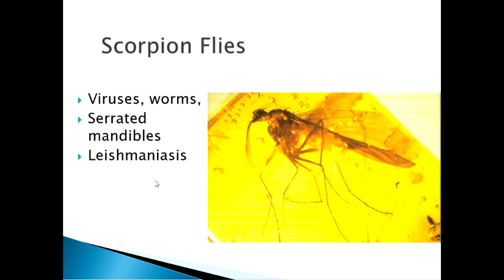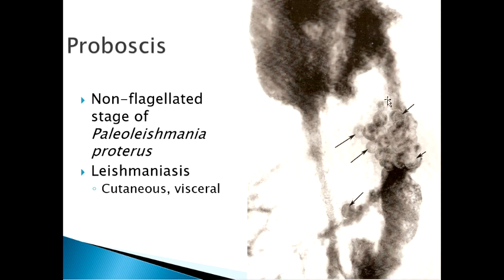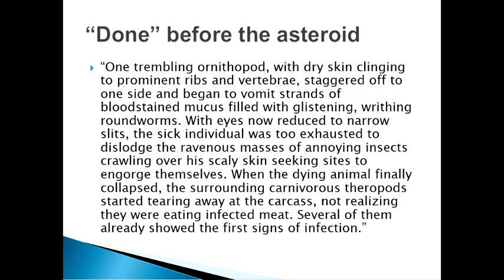Scorpion flies. Scorpion flies are responsible for this bacterial disease, leishmaniasis. Well, there, look. Very distinctive scorpion flies. Big problem today. It would have been a problem as well in the Cretaceous. And we even have amber fossils of their non-flagellated, egg-like stage here. Very bad. And so the thought here is that dinosaurs might have been done, or on their way out, or at their last gasp before that asteroid even hit planet Earth.